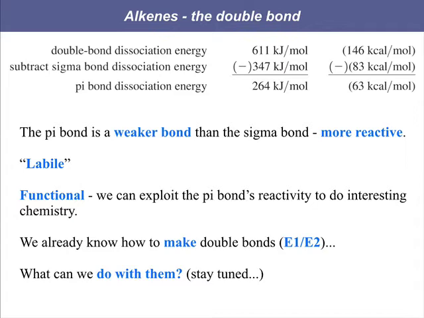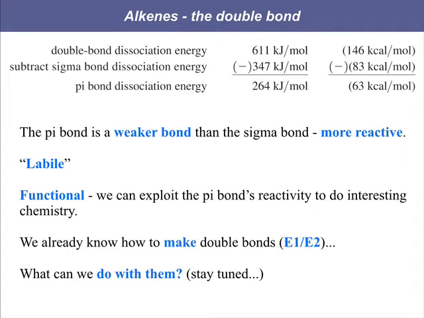Now, that is less energy than a sigma bond, meaning that it requires less energy to break it, which means it's weaker. So the pi bond is weaker than the sigma bond and is therefore more reactive. Sometimes a term that's used for that is labile. We say that a functional group, or in this case, the double bond, is labile. It is able to be transformed. It is also indeed functional, like we said.